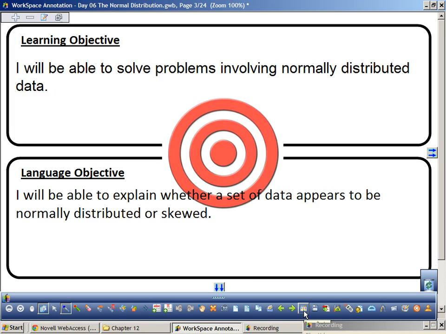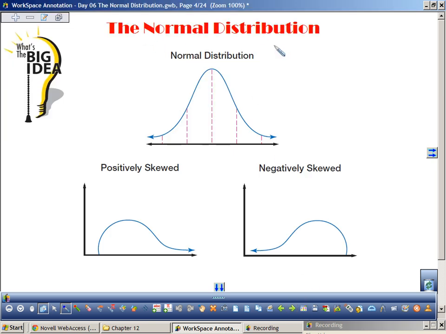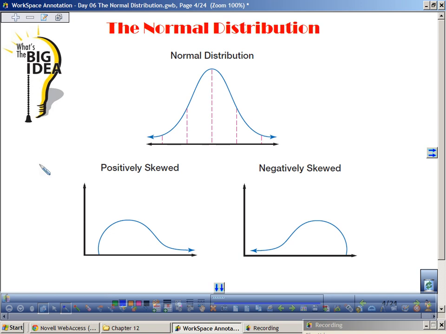Okay, I will be able to solve problems involving normally distributed data. I'll be able to explain whether a set of data appears to be normally distributed or skewed, is what we're going to do today. These are your normal distributions. This is your big idea. Okay, so this is called a bell curve. All right, shaped like a bell.